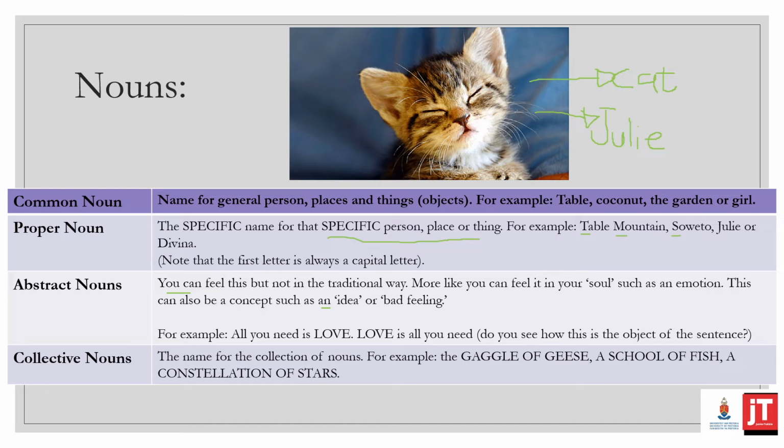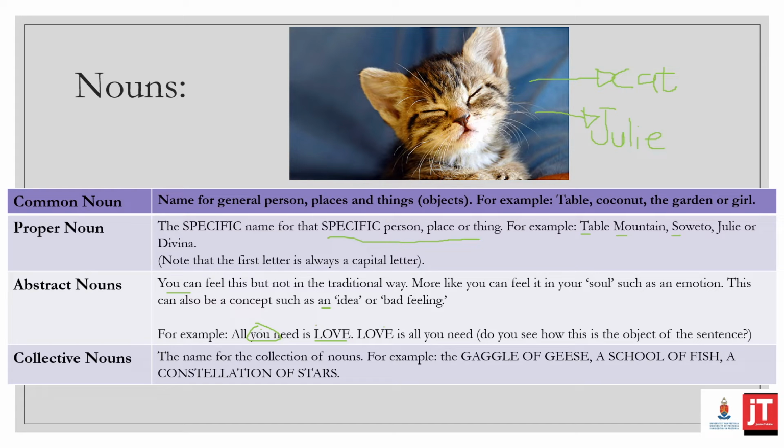For example, all you need is love. Love is all you need. Notice here, who's the one needing it? You, right. So who's the person who needs it? You, so you is the subject. What is the object of the sentence? Love. Do you see? Love is all you need.